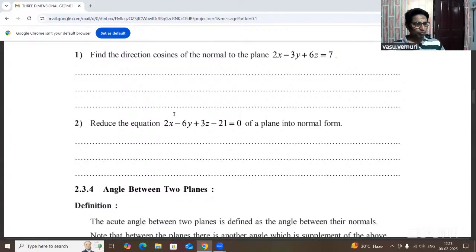So L value 2 by 7, M value minus 6 by 7, N value is 3 by 7. Okay. And P equal to minus of minus, that is 21 by 7. So 2 by 7, minus 6 by 7, 3 by 7, and the P value is 21 by 7.